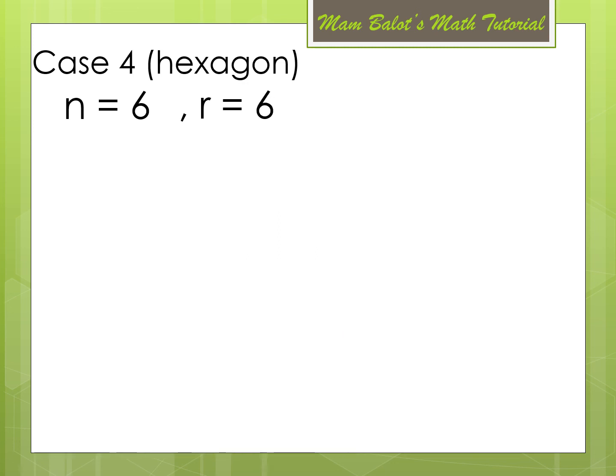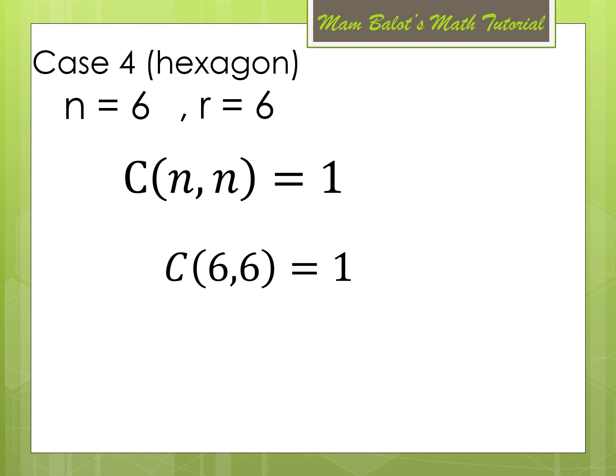And lastly, case number 4 is the number of hexagons. So since n is 6 and r is equal to 6, we will use the formula of combination n taken all at a time, which is equal to 1. So therefore, combination of 6 taken 6 is equal to 1.